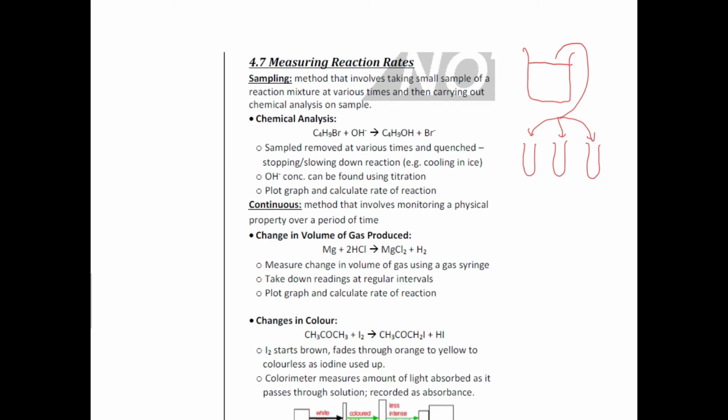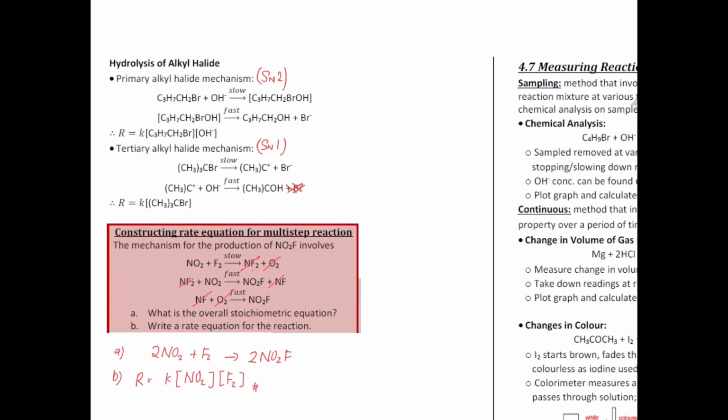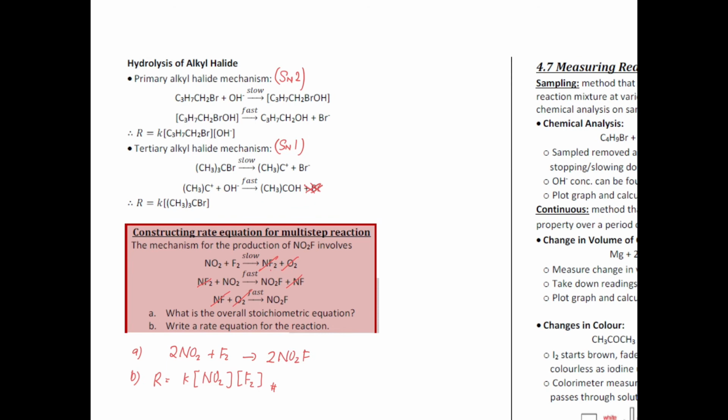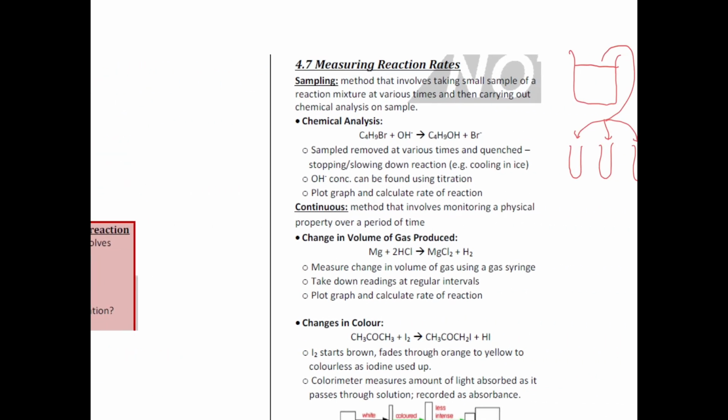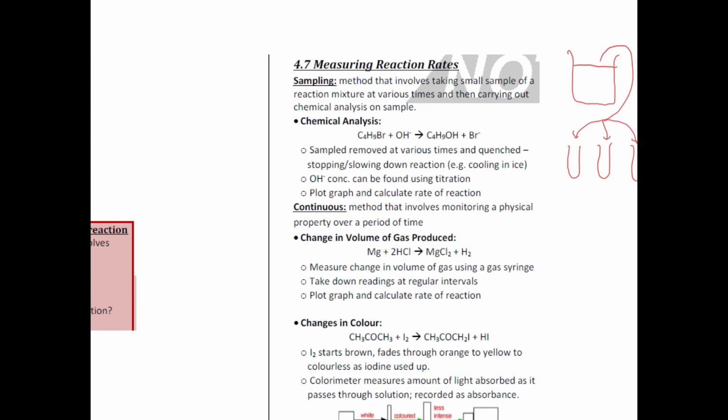If you compare to just now, they gave the mechanism, where this one changes to the pentavalent intermediate, and then the pentavalent changes to the product. Now over here they give the overall equation. Okay, the overall equation is given here.